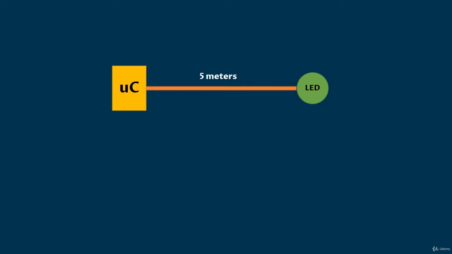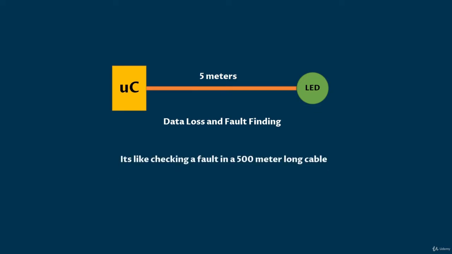The problem you will face is data loss, which will lead to another problem, that is finding the faults. Think you are checking a 500-meter long cable to find out where the cable is torn off. Perhaps it is very difficult for a 5-volt signal to cover a 500-meter distance through a cable.